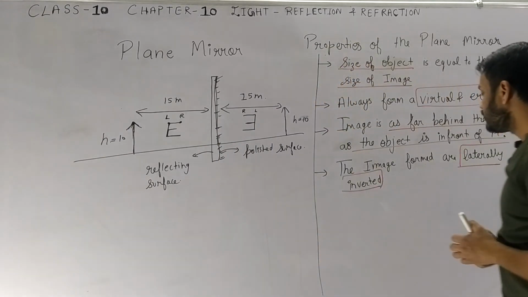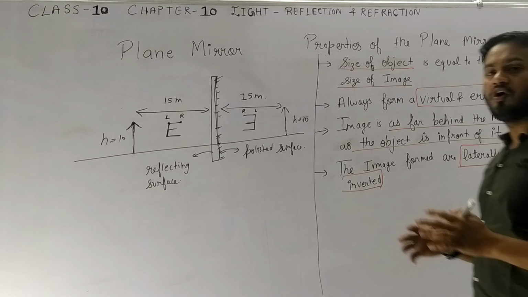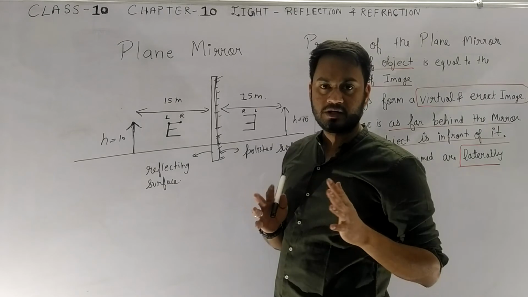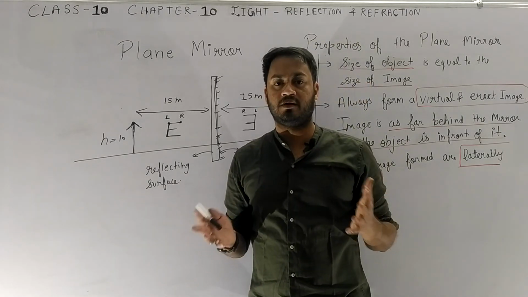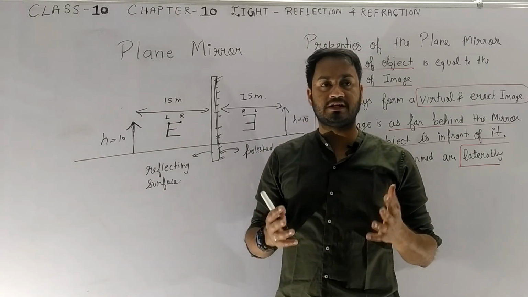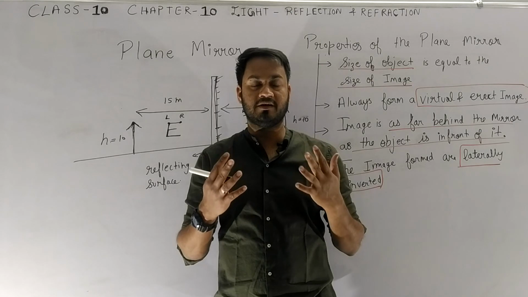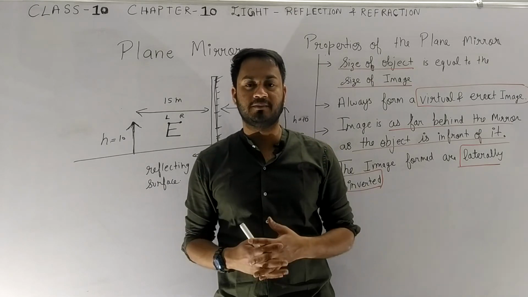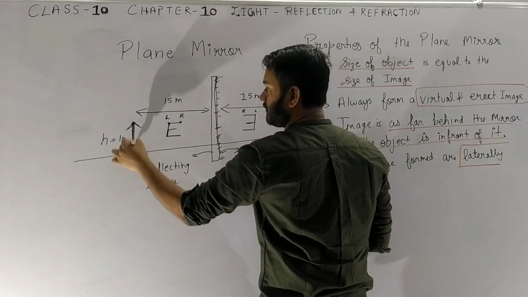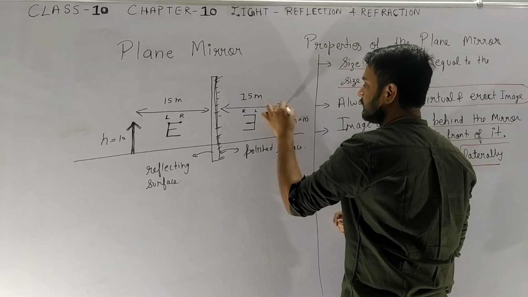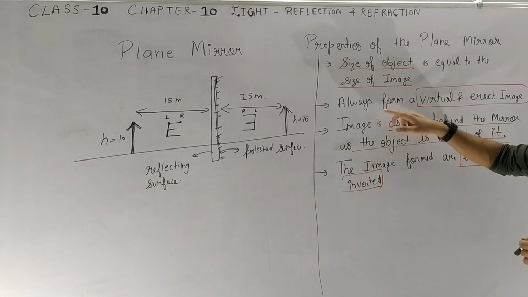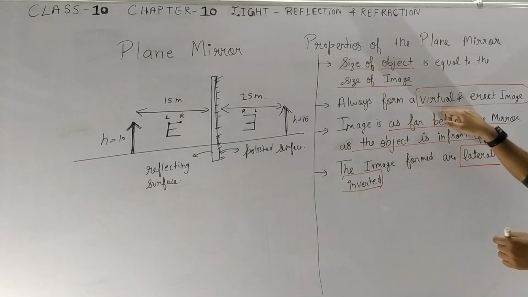Correct? And the last one is that it is always virtual and erect. What is virtual? Virtual images are those which are not real. The real image is what we see in the cinema hall, and the virtual image is what we see in the plane mirror. The image we see in the plane mirror is not real, so it is called a virtual image. Erect means straight, so this image is also erect. So a plane mirror always forms a virtual and erect image.